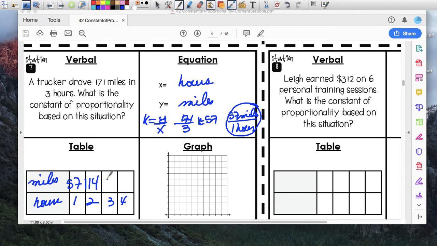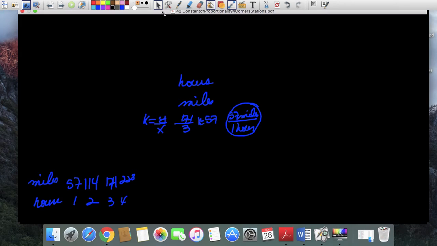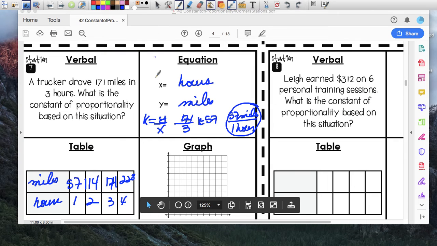Yep, 171, and then 228. So again, we can create our little table. Let's stretch this a little bit. No, we can't. So that was spooky. I don't know what's going on.